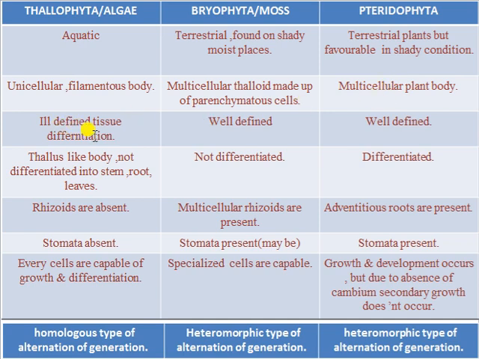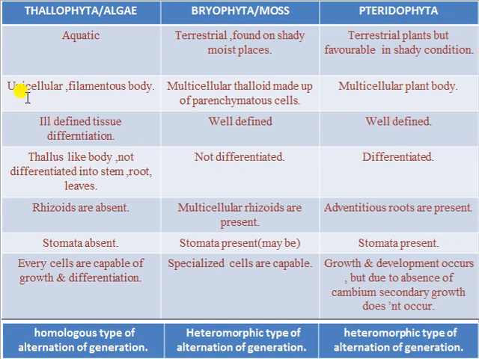Next, tissue differentiation point. In the tissue differentiation point, you can say that algae have ill-defined tissue differentiation because their entire body is thallus-like. So no such kind of differentiation of the tissue can be found. In case of bryophyte, you can see the tissue differentiation has come and that is well defined. In case of Pteridophyta also, tissue differentiation is properly present and that is well defined.